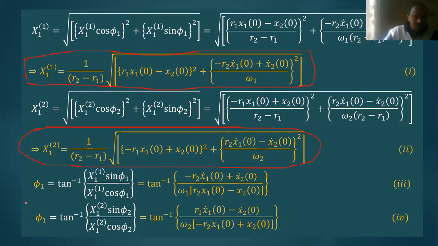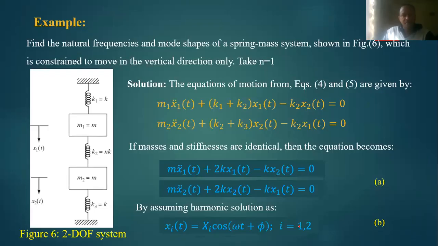Another constants, we have constants phi 1 and phi 2. So phi 1 is equal to tan inverse of x1(1) sine phi over x1(1) cos phi. So we directly substitute this equation from the previous slide, and we can get this equation for phi 1. Similarly for phi 2 also, we substitute for the second phase. So this is the third and this is the fourth equation.